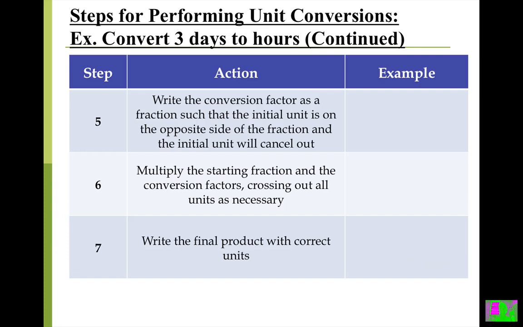Step 5 is that we're going to take that conversion factor, that equality, and write it as a fraction so that the unit we're starting with and trying to get rid of is opposite where it is in the starting point. So since we're trying to get rid of days, we want 1 day on the bottom of the conversion factor.